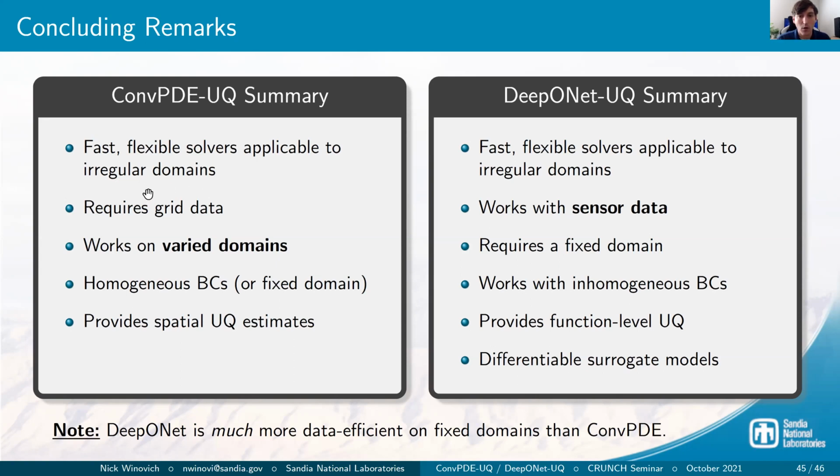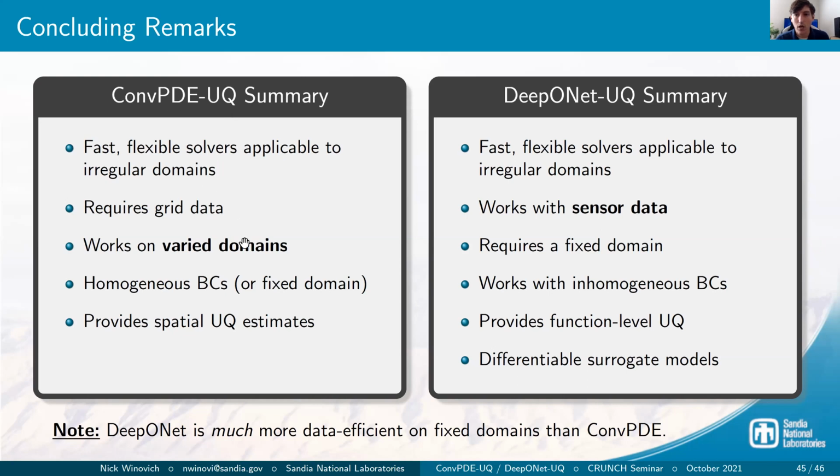And I think that sets it apart from a lot of the pre-processed neural networks that are coming out. The main difference is that while the convolutional approach requires grid data, DeepONet can work with unstructured sensor data, but because of that, it requires a fixed domain. Convolution can use a varied domain, but that comes with the restriction that you need homogeneous boundary conditions unless you fix it.